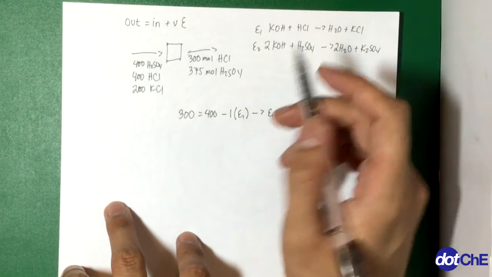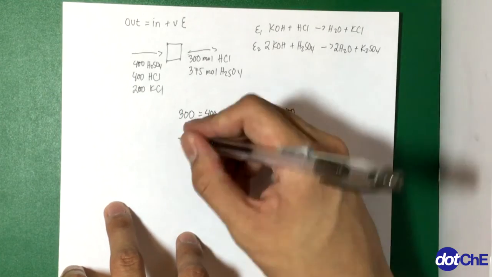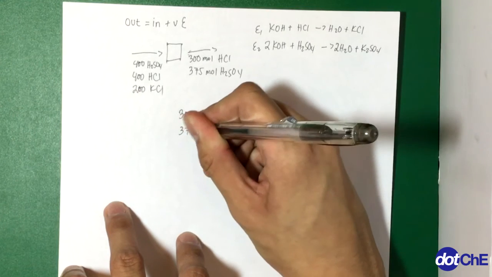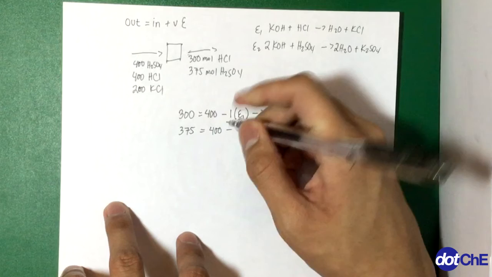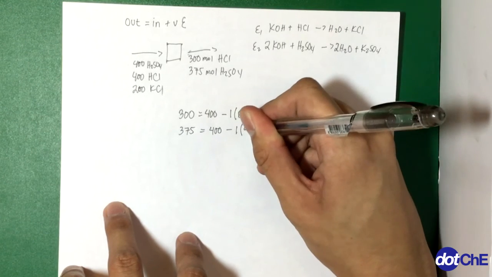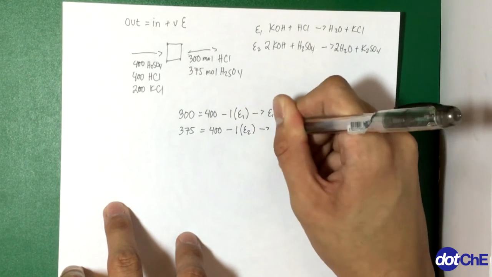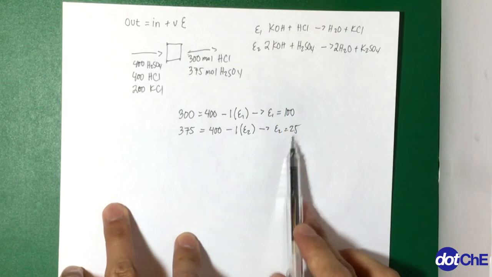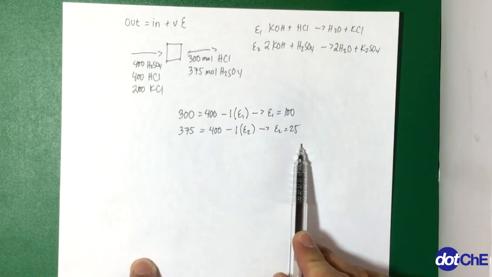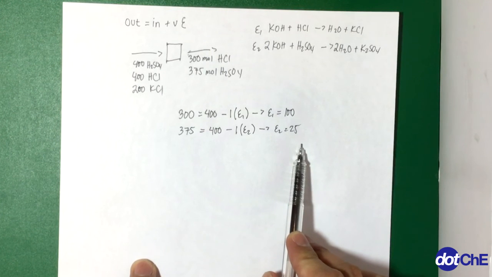Next, we're going to do a balance on H2SO4 to get the second extent. So that's 375 is equal to 400 minus 1, again because it's a reactant, times extent 2. Thus, extent 2 is equal to 25. Alright, so we have the two extents. So let's calculate for the remaining compositions.